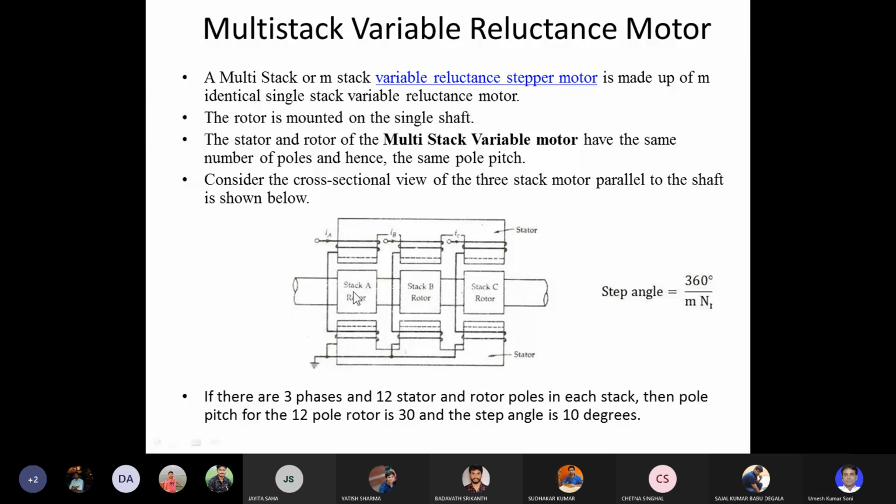So the rotor teeth 1 in the stack A will be 10 degree in advance of the rotor teeth of stack B. Means stack B is having the 10 degree of angular displacement relative to stack A. Similarly, stack C is 10 degree angular displacement relative to stack B. So here you can see that the poles of phase A, phase B and phase C are in the same line, but the teeth one of stack A, stack B and stack C are not in the same line. They are advancing to each other with 10 degree.